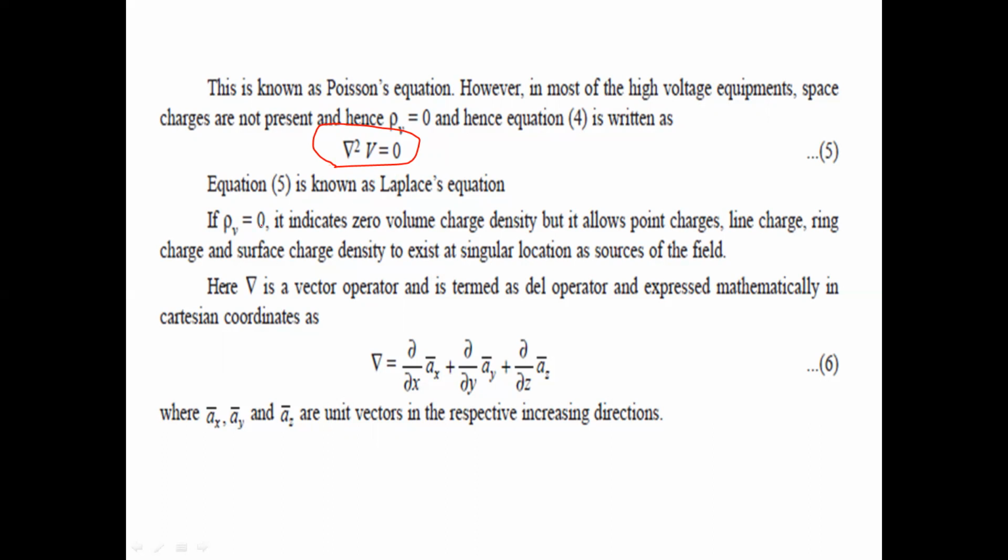If rho V is equal to 0, it indicates zero volume charge density, but it allows point charges, line charges, ring charges, and surface charge density to exist. So only the volume charge is equal to 0 for high voltage equipments, but it doesn't mean that point charge, line charge and surface charge do not exist. What it means is the volume charge density is equal to 0, whereas the point charge, line charge, ring or surface charge density can exist at a singular location as sources of the field.